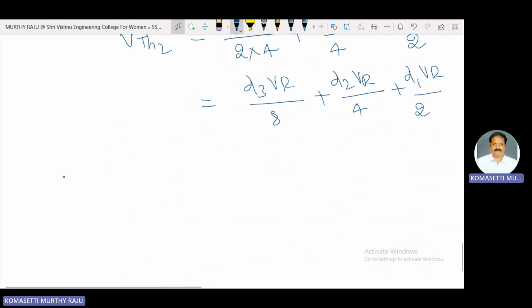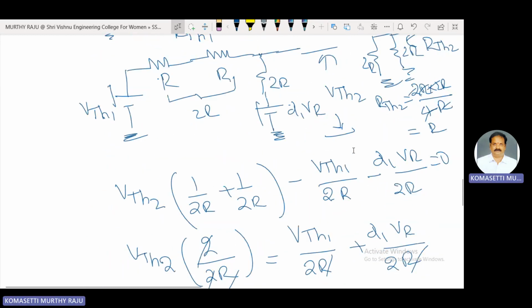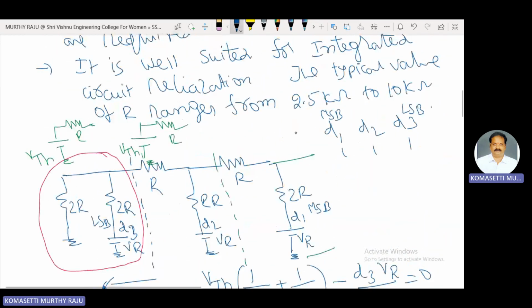Therefore, the simplified diagram is VTH2 and R. This is the total circuit diagram where VTH2 is equal to D3 VR by 8 plus D2 VR by 4 plus D1 VR by 2. The simplified ladder network is like that: VTH2 and R.